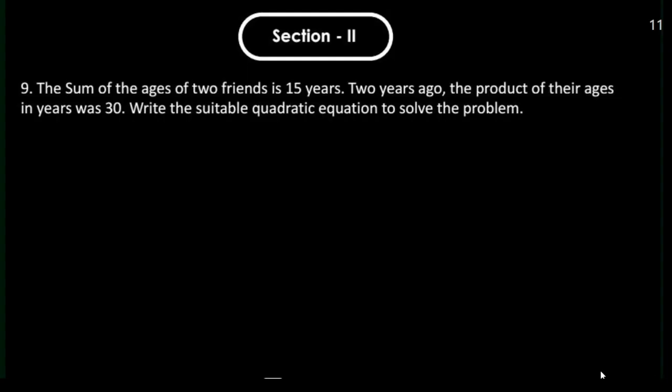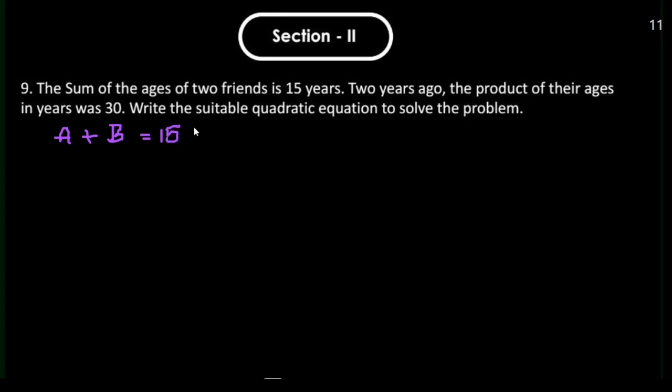And the next question. The sum of the ages of two friends is 15 years. So from this sentence, from the first sentence only, we can write the sum of two friends, right? Now I am considering friends A and B. Now their age is equal to 15 years.